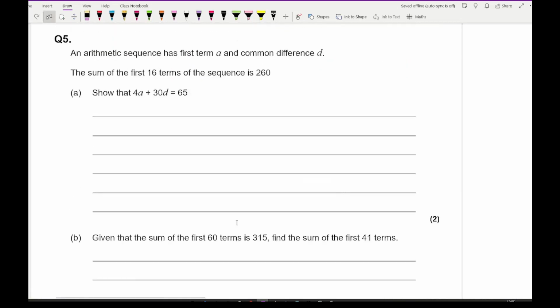Then moving on to question 5, it says an arithmetic sequence has the first term of A and a common difference of D. The sum of the first 16 terms of the sequence is 260. Show that 4A plus 30D equals 65.